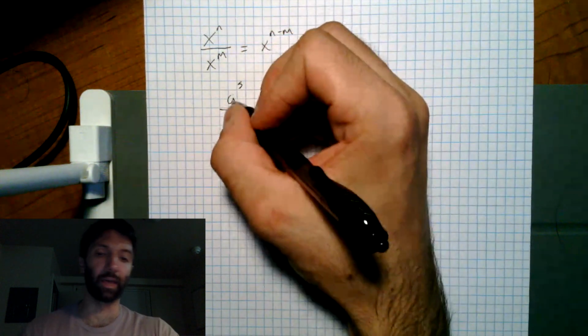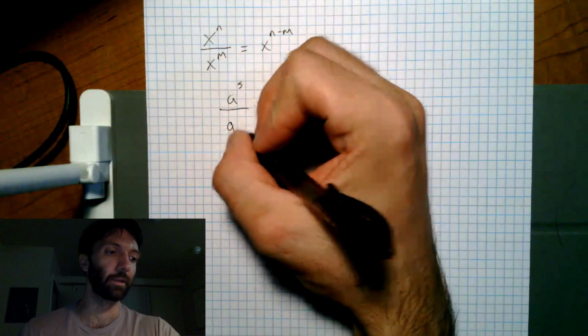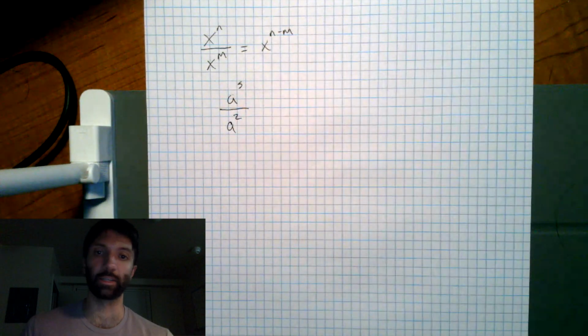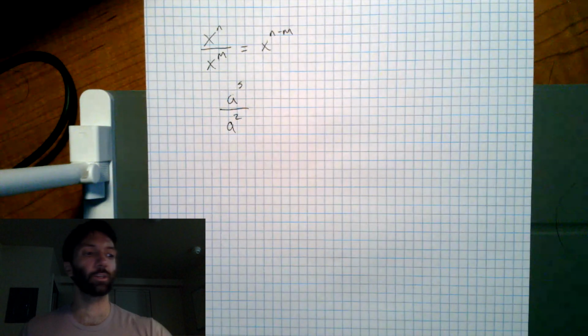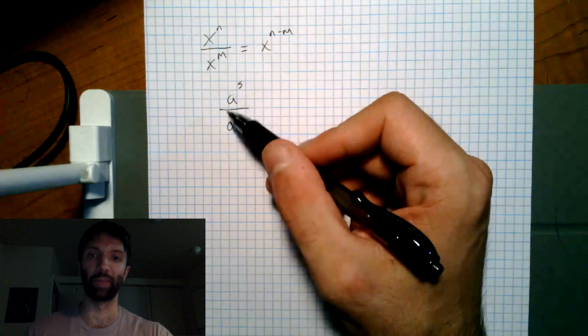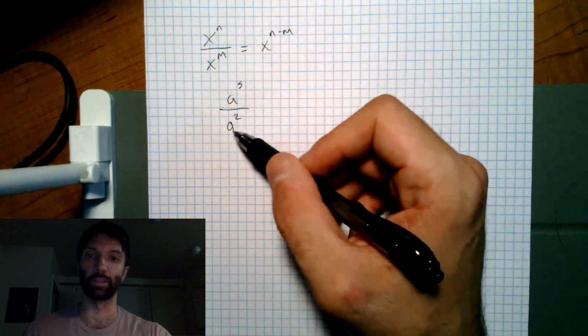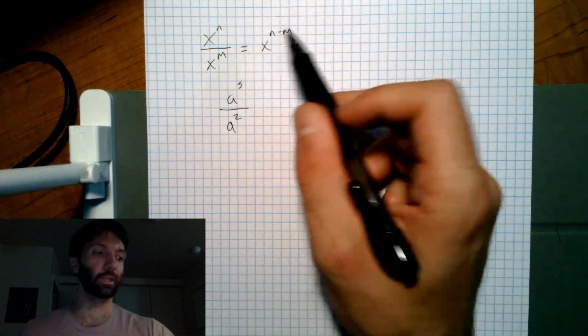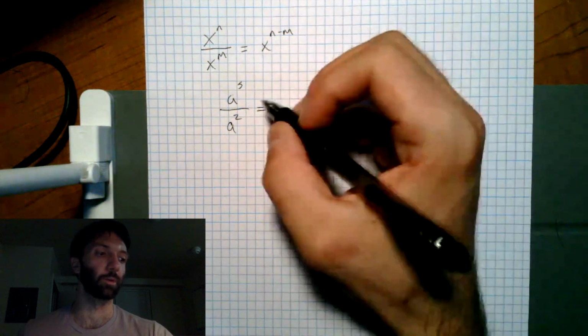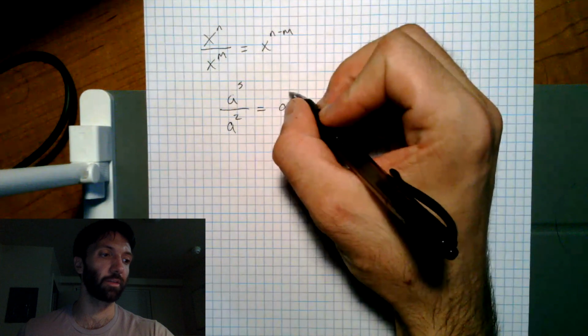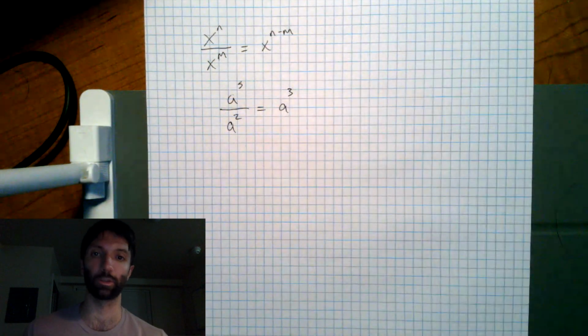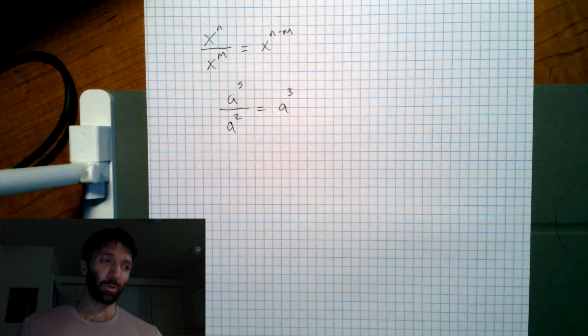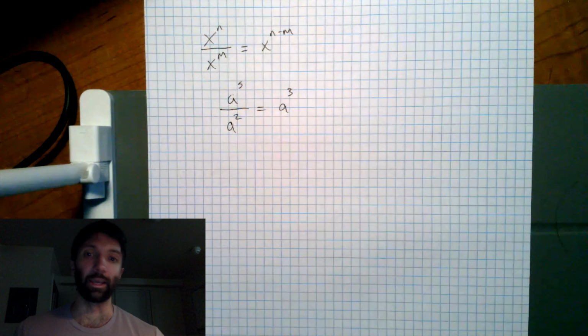Let's say we have a raised to the fifth divided by a to the second. Alright, since we have like bases, we have a raised to something and we have a raised to something and we're dividing, our rule says we should be allowed to just subtract these exponents. So we should be able to express this as a raised to the third power, because 5 minus 2 is 3. Now it's important to understand why this is the case, so this rule doesn't just become something you have to memorize.